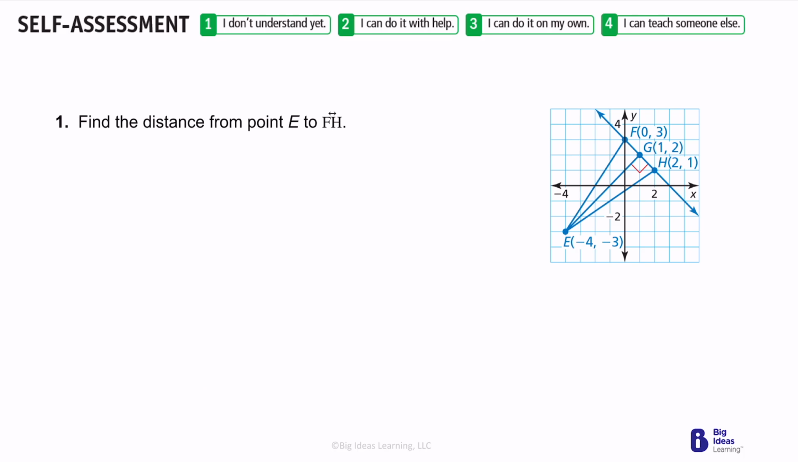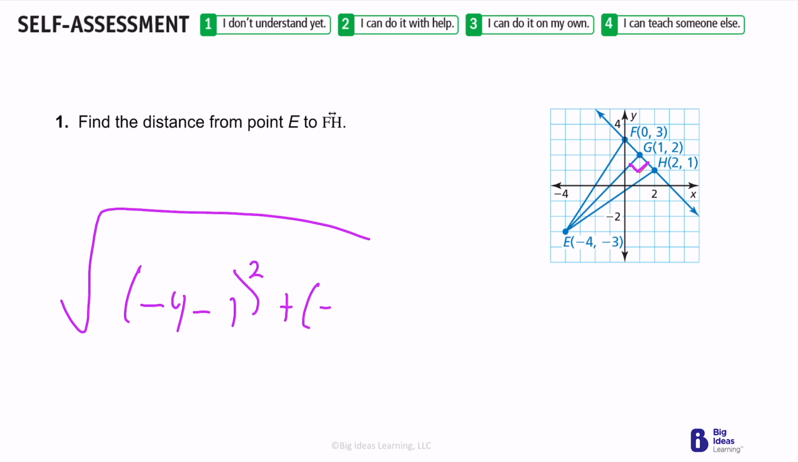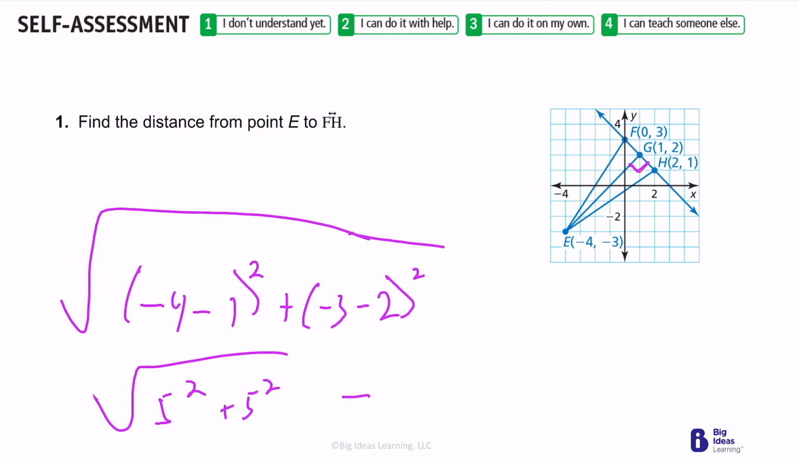All right, so a problem just like that one. Find the distance from point E to line FH. Go ahead and try it. Pause the video, get your answer, and then come back. So they're perpendicular. So we use from E to G, sorry. So square root of negative 4 minus 1 squared plus negative 3 minus 2 squared. So square root of 5 squared plus 5 squared, so square root of 50, which is roughly 7.07.